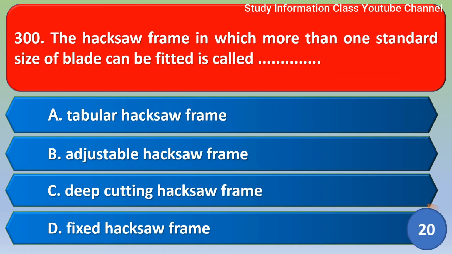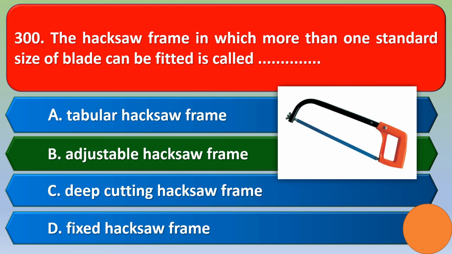Next question, the hacksaw frame in which more than one standard size of blade can be fitted is called. Out of four options, the right answer is option B, adjustable hacksaw frame. Option B, adjustable hacksaw frame.